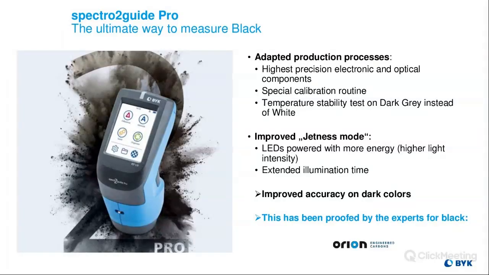And so that is the Spectro 2 Guide Pro, the ultimate way to measure black. It uses an adapted production process using the highest precision electronic and optical components, a special calibration routine, and a temperature stability test on dark gray instead of white. And of course, that improved jetness mode that uses LEDs powered with more energy and an extended illumination time. So this improves accuracy on dark colors.